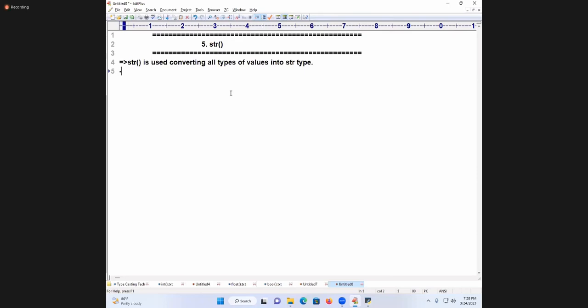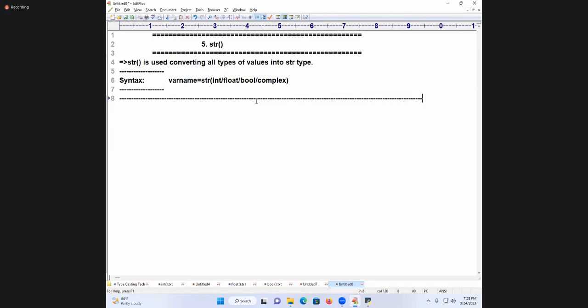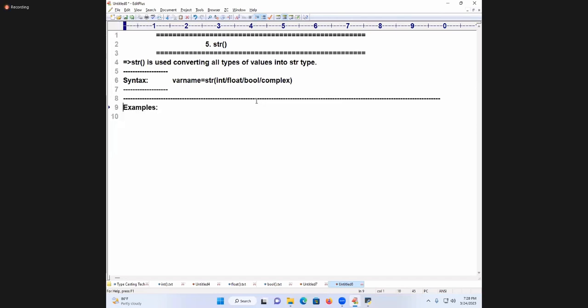What is the syntax now? The syntax is: variable name is equal to str of int, float, bool, complex. That's all, only four values. Are you following? Now I will take a common example of all the things. All types of values converted. Everything is possible. Nothing is difficult.